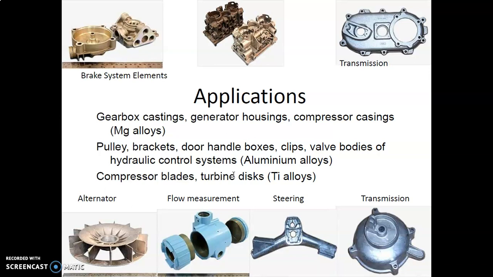So gearbox casting, generator housing, compressor casing, pulley, bracket, door handle boxes, clip, valve bodies, hydraulic control system, compressor blades, turbine disc. So these are actually the components which were made by the casting.